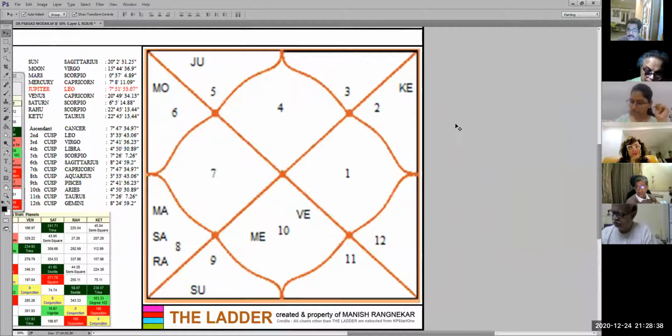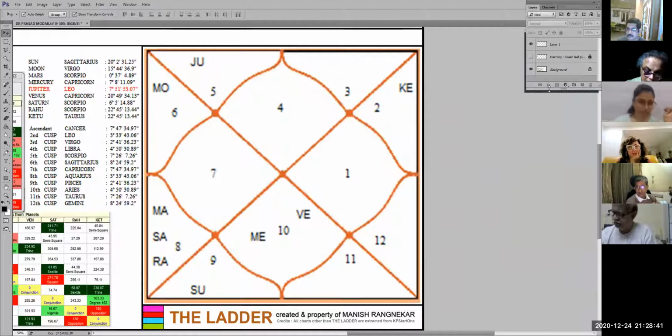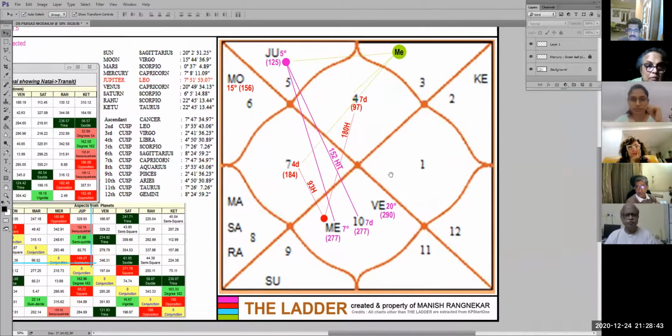In fact, in the analysis which I shared with you yesterday, I have put the compound degrees below. So if you want to see a house, like let's say the 10th house, what is the compound degree? You can see the 10th cusp is Aries 4 degrees 50. Now we are looking at the 7th house. The 7th cusp is Capricorn 7 degrees 47. So 9 times 30 is 270, plus 7 degrees is 277, the compound degree.